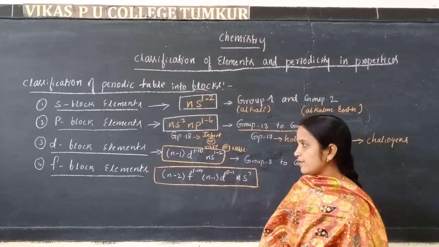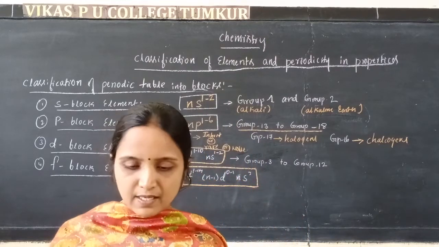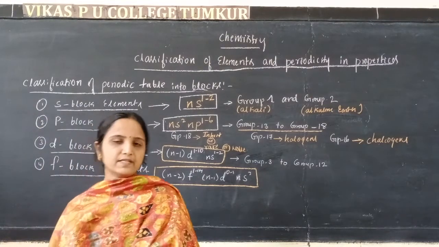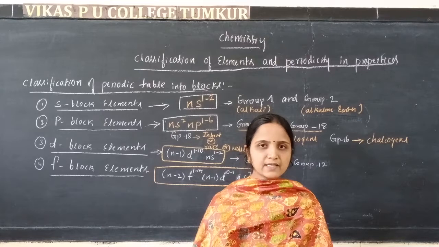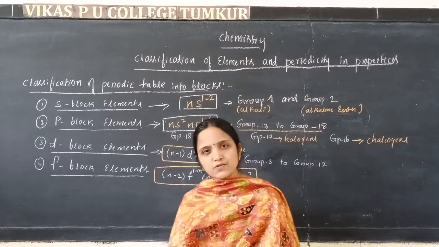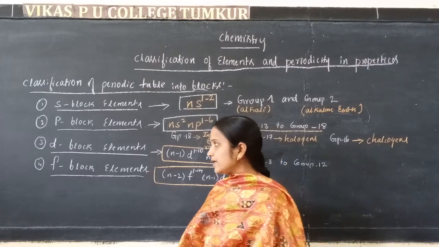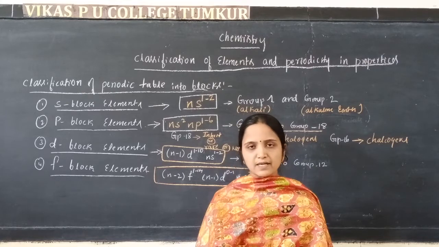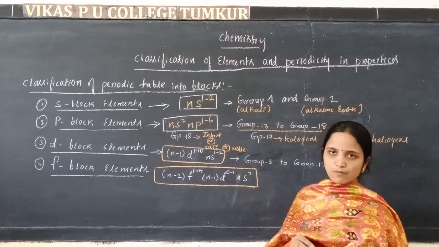The f block elements contain both the actinoids and the lanthanoids. Atomic numbers 58 to 71 we call lanthanoids. Then atomic numbers 90 to 103 we call actinoids. These f block elements we call inner transition elements. This is about the classification of the periodic table into blocks.